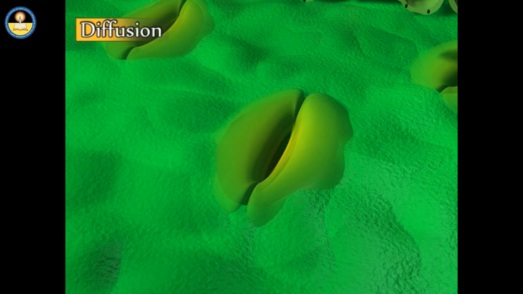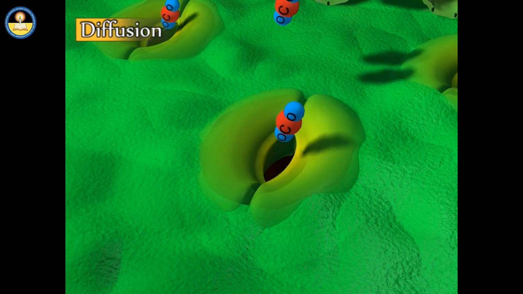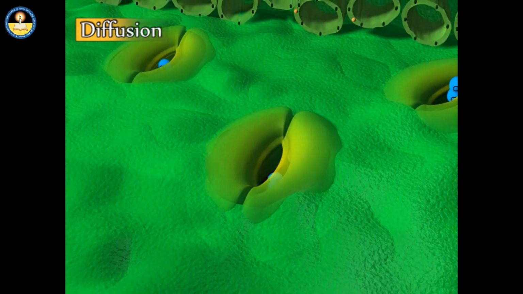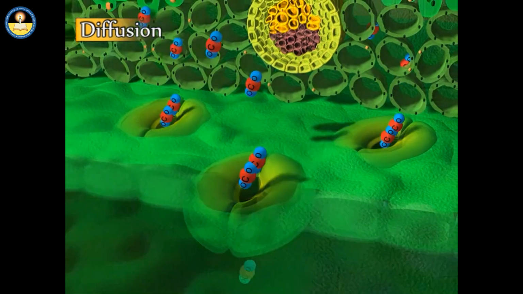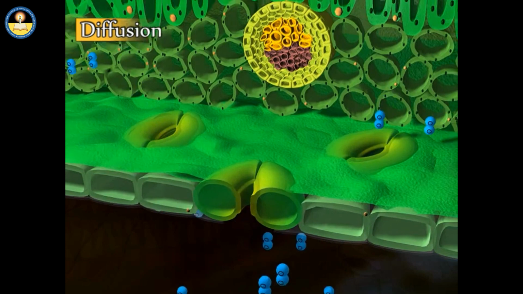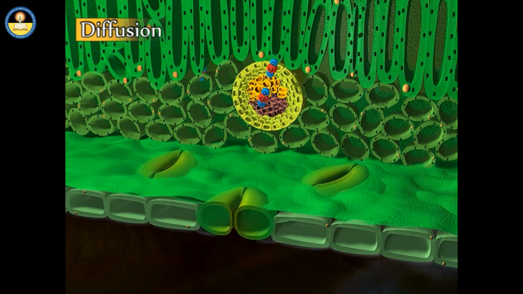Plants also exchange gases through diffusion. The gases diffuse into the intercellular spaces of the leaf through stomata, which are present in epidermal cells. Once the molecules diffuse, they move to the cells that require them.